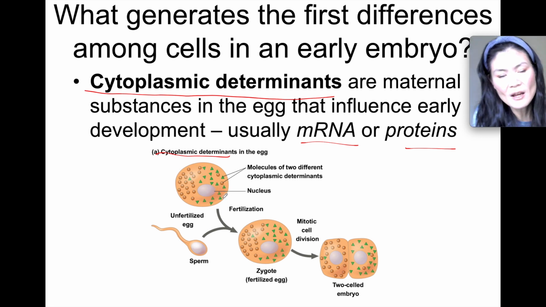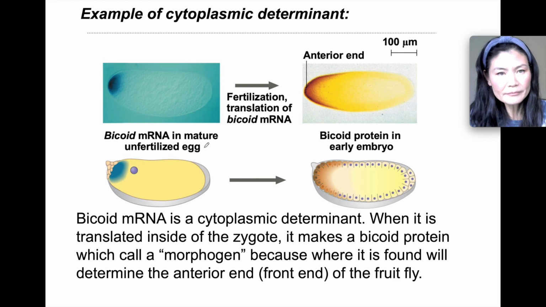Where is the head? The body axis is usually determined by these cytoplasmic determinants, okay? And I'll give you guys an example of that. We have mRNA of a protein called bicoid, okay? So bicoid is a protein, but the mRNA of bicoid protein is a cytoplasmic determinant, okay?